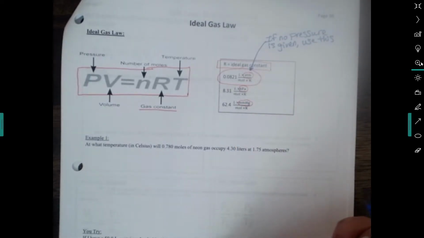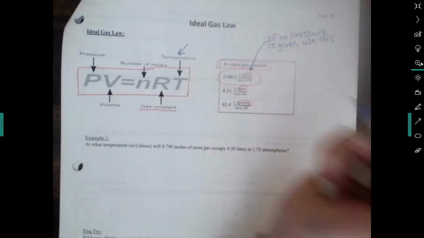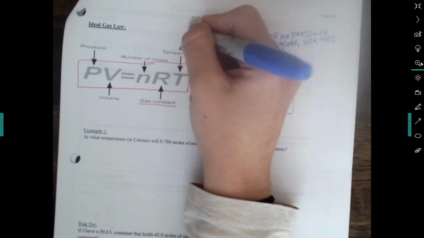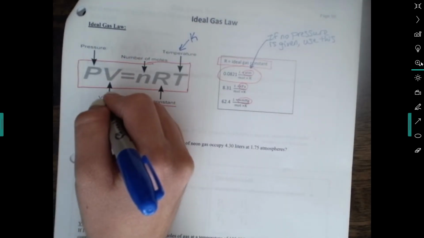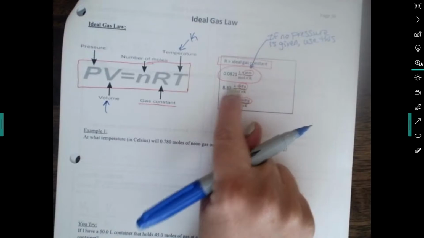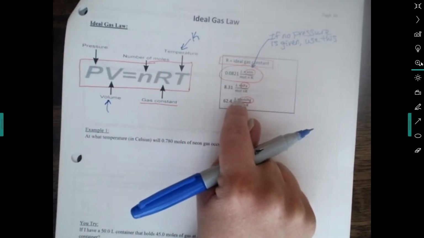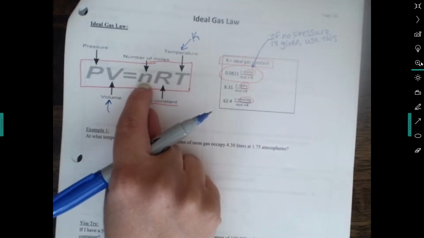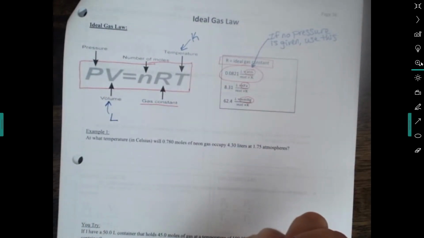A couple other notes I want to put on here. First is temperature. Reminder, must be in Kelvin. Must be in Kelvin. Volume, this one's special. If you notice, all of your gas constants have volume in liters. So that means that for this equation and this equation only, your volume has to be in liters. It can't be in milliliters. If it's in milliliters, you've got to change it to liters.